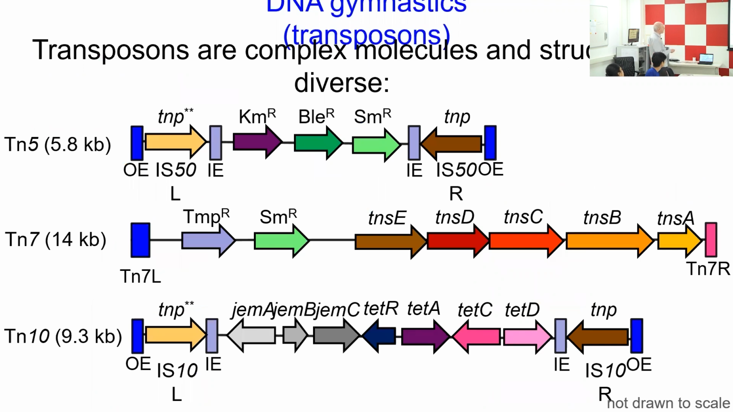The one we saw yesterday was this Tn5. I will not get into that. We have all the genes and everything. I explained how you can go from here to a mini transposon.